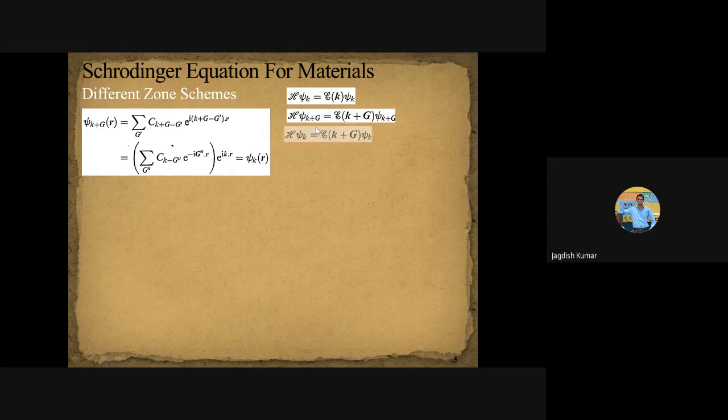The important result is that if I take psi k plus g, we know that psi k plus g is nothing but psi k. This is a very important property. If I take H psi k, it is equal to E k, and that is going to be equal to E k plus g, because k is replaced by k plus g everywhere, into psi k. Now, if we compare these two equations, we find that E k plus g is equal to E k.